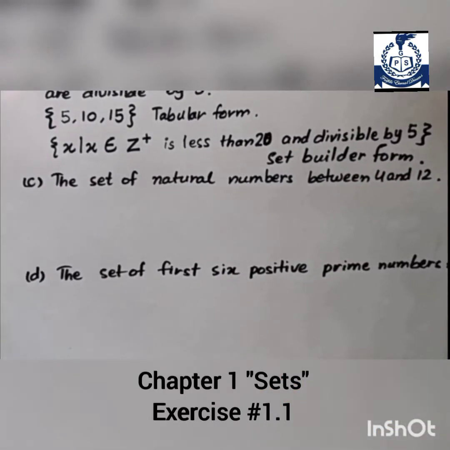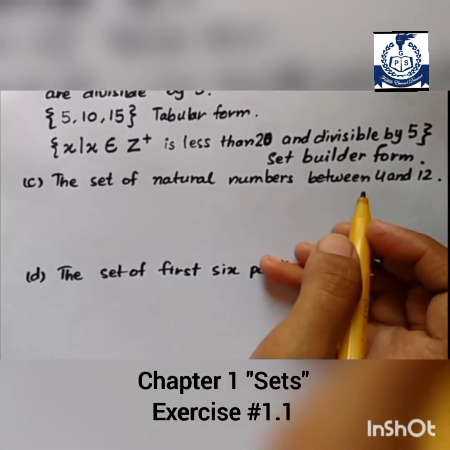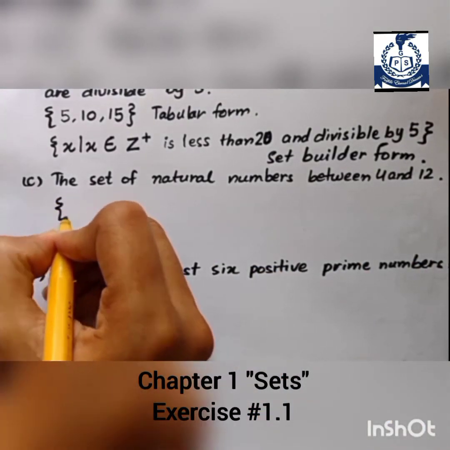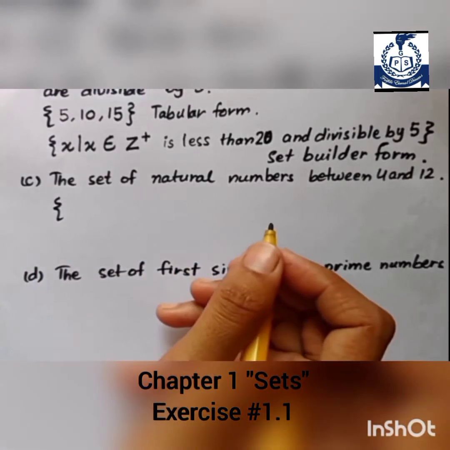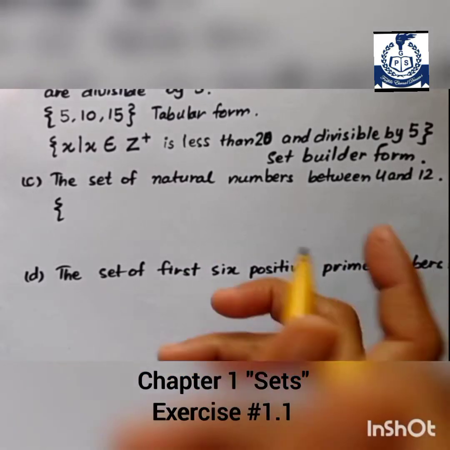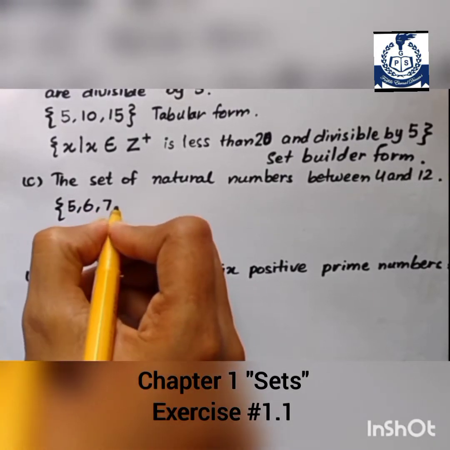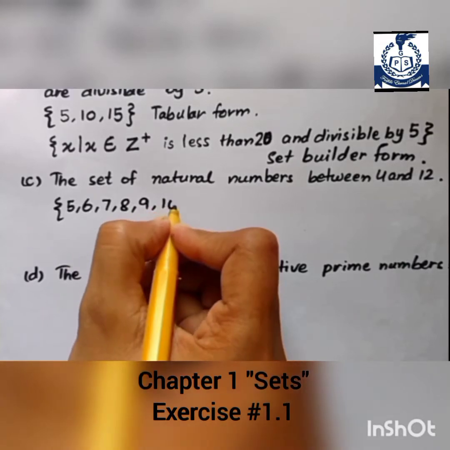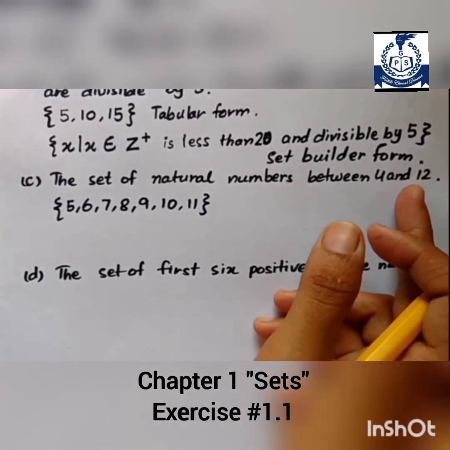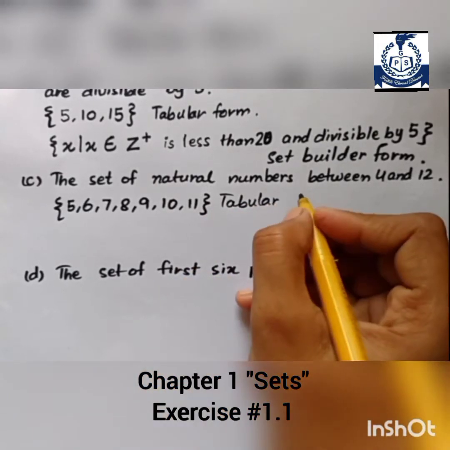Part C, the set of natural numbers between 4 and 12. Natural numbers are 1, 2, 3, 4, 5, 6, 7 and so on. Numbers between 4 and 12 are the numbers that exist between 4 and 12. So these numbers are 5, 6, 7. Here I write 5, 6, 7, 8, 9, 10 and 11. We stop here because we have a limit, the numbers between 4 and 12. So this is the tabular form.